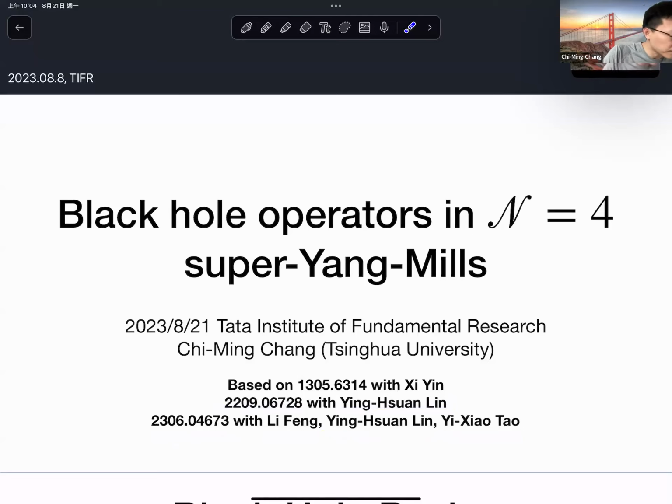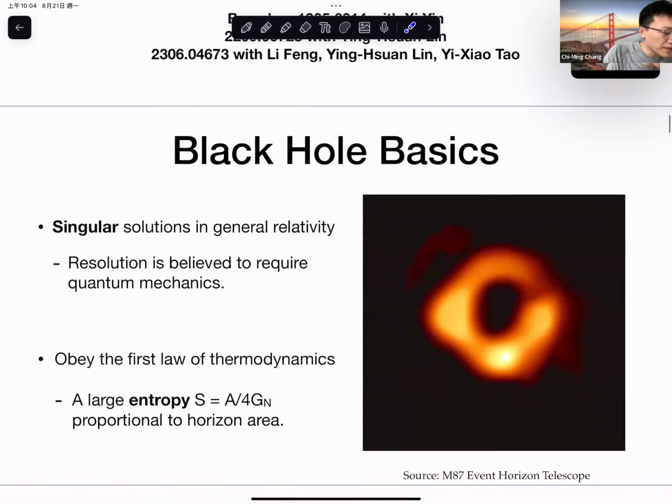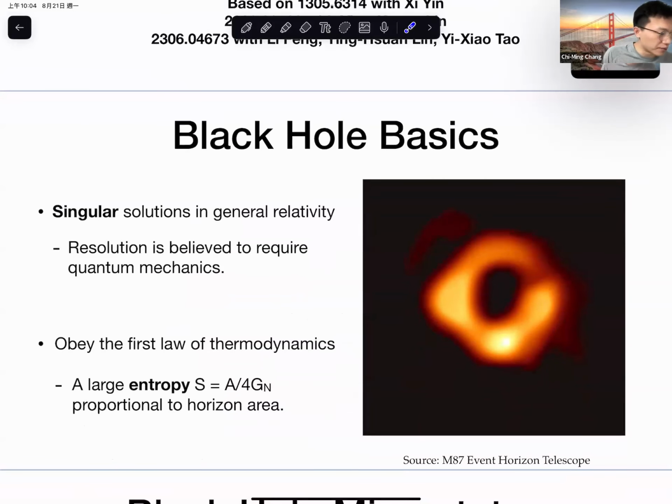Okay, let me start by saying some general words about black holes. First, a black hole is a singular solution in GR, and usually people believe that the resolution of the singularity of a black hole will require quantum mechanics. A second important thing about black holes is that they obey the first law of thermodynamics. In particular, they have a large entropy proportional to the area of the event horizon.